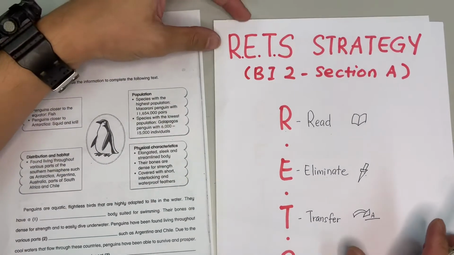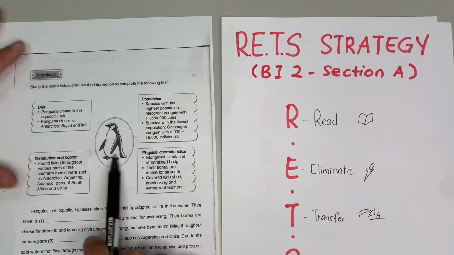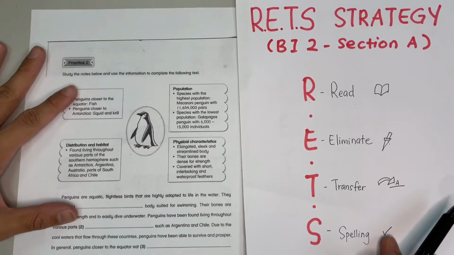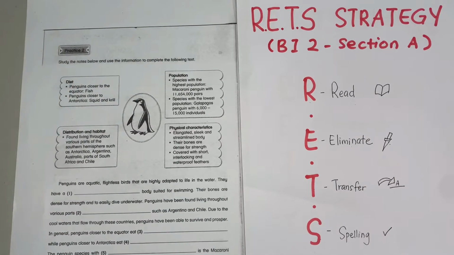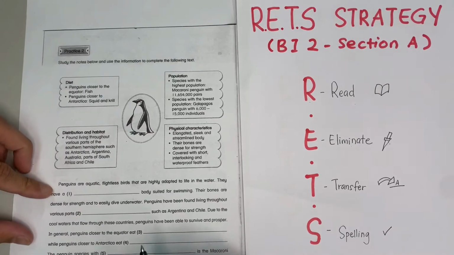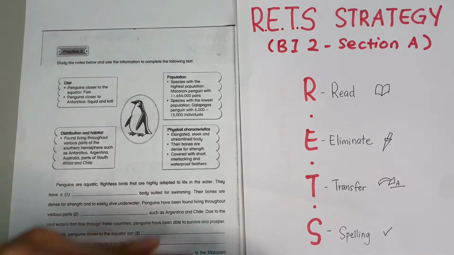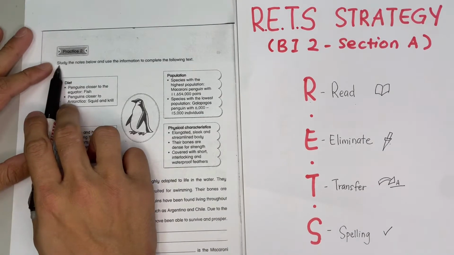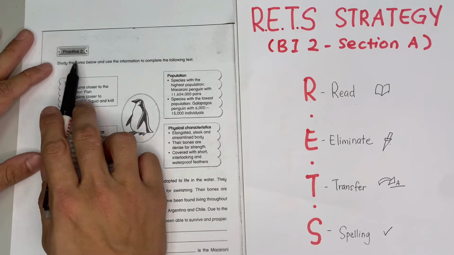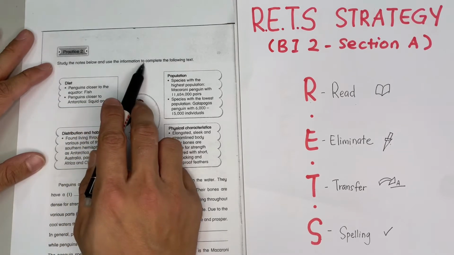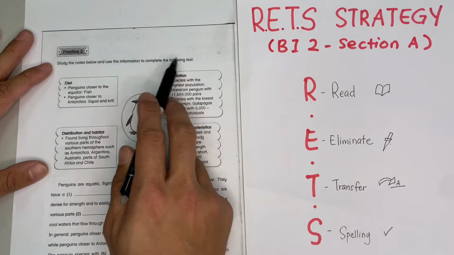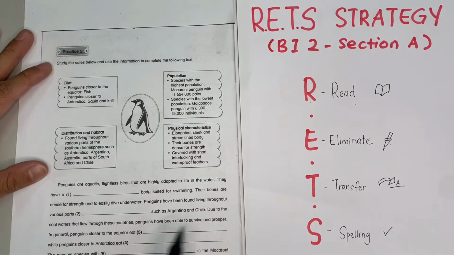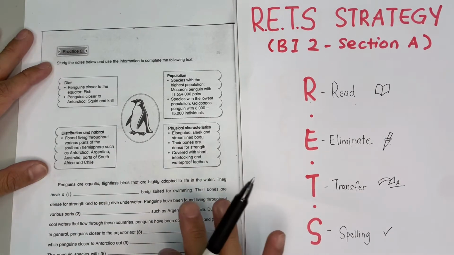As you can see, the topic is about penguins. Can you see this strategy? Okay, let me place it nicely. Let's practice this RETS strategy. The first thing you want to do when you get a set of Section A is read the instructions, study the notes below and use the information to complete the following text. So these are some notes given, and later we are going to transfer the answers into the linear or non-linear text below.